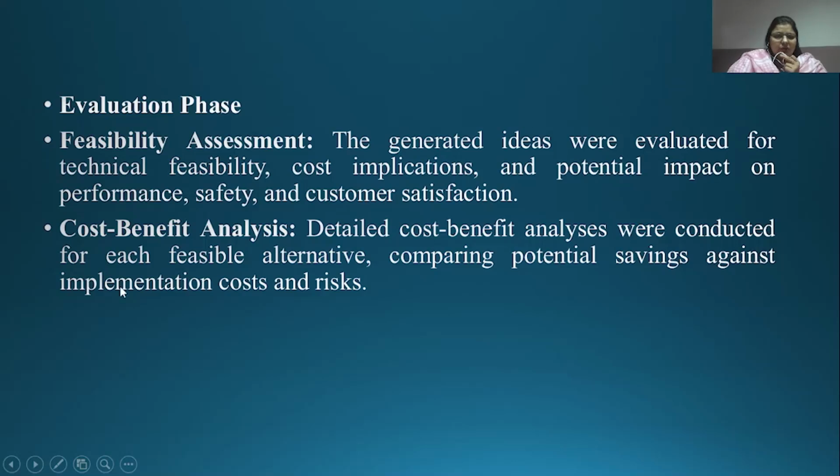Next one is cost benefit analysis. Here, the company concentrated on the detailed cost benefit analysis conducted for each feasible alternative. It compares potential savings against implementation cost and risk.